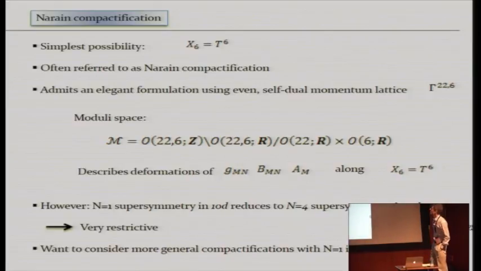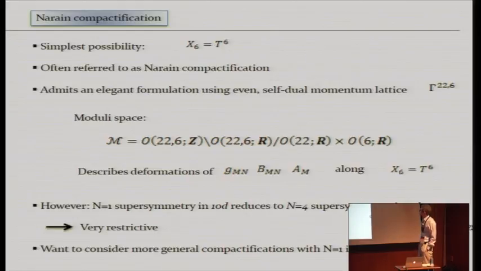This is often referred to as a Narain compactification. The reason for that is that there is an elegant formulation of such compactifications, started by Narain, which is based on the even self-dual momentum lattice of signature (22,6).